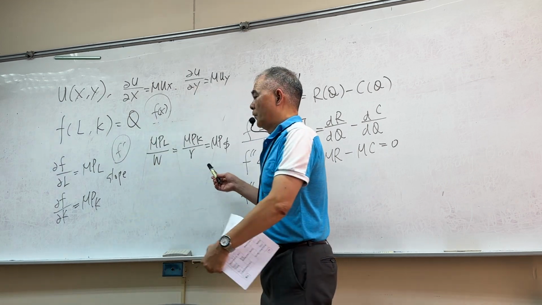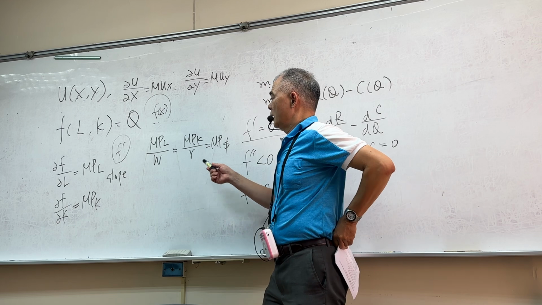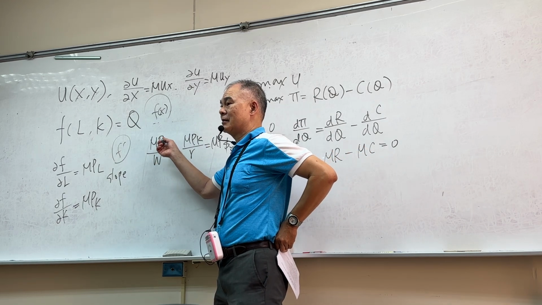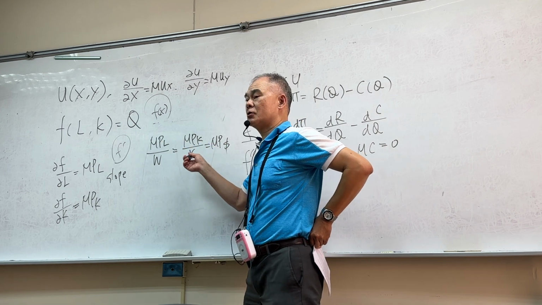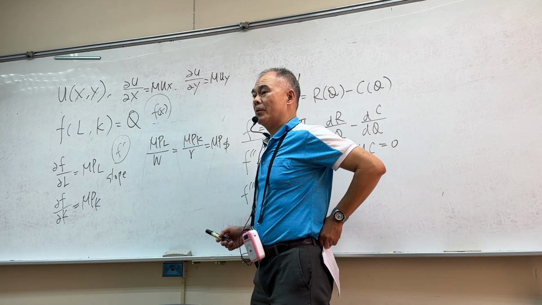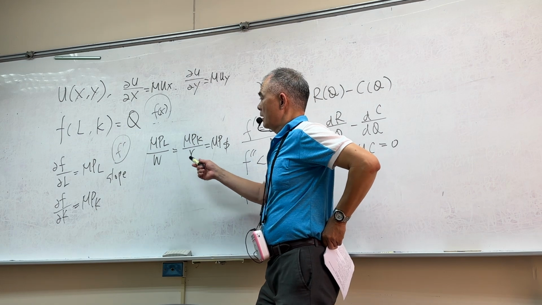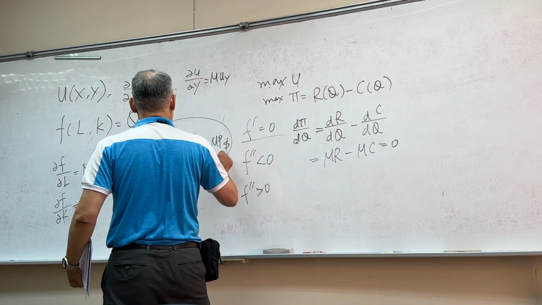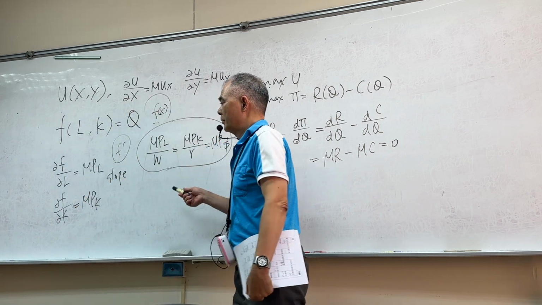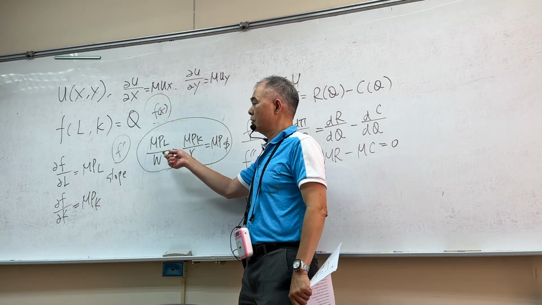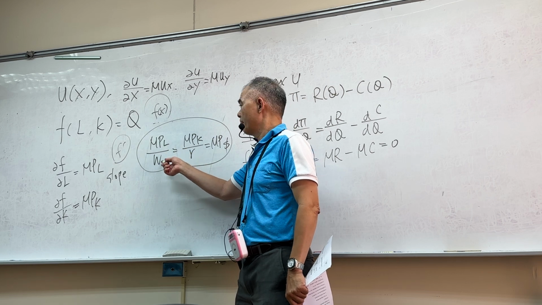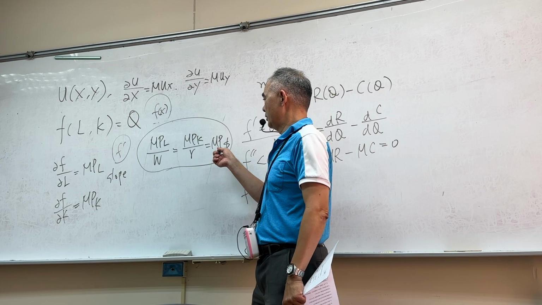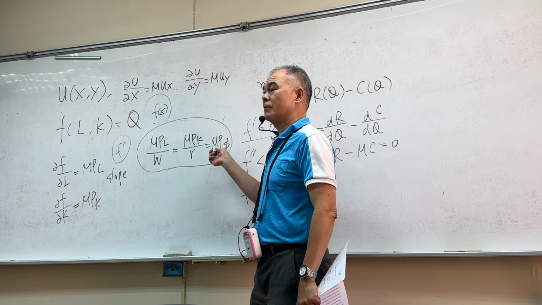This means for the producer to maximize profit, each dollar spent on labor will get the same amount of output as each dollar spent on capital. Let me repeat this again. This is the equilibrium condition. Each dollar spent on labor will be equal to each dollar spent on capital. So this is the best answer for the producer.